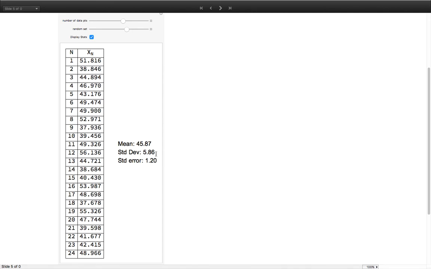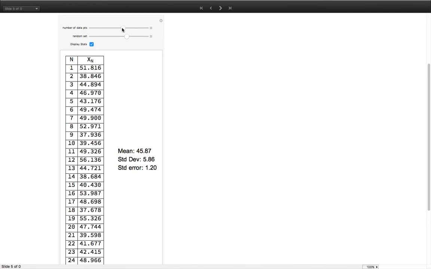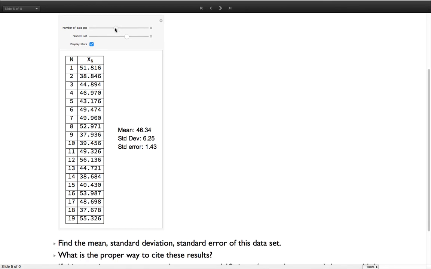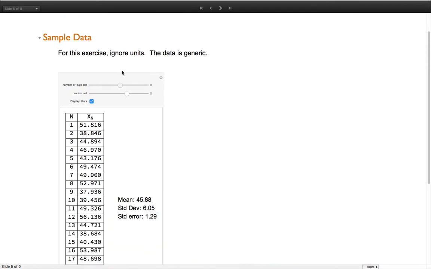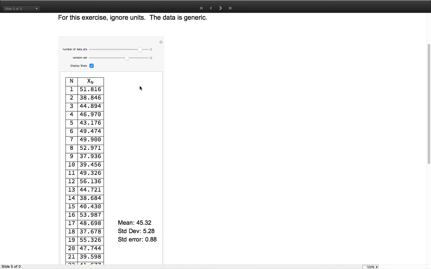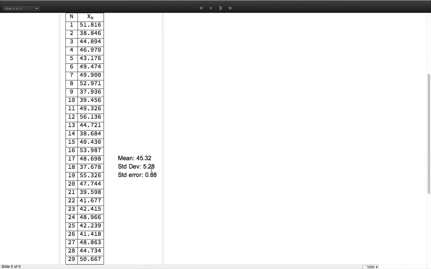Our standard deviation is the same. It was about 5 before, and it's still about 5. So notice as we change the number of data points we measure, the standard deviation doesn't change that terribly much because we're still using the exact same instruments with the exact same procedure. This doesn't change. The mean value becomes more consistent because our standard error gets smaller.